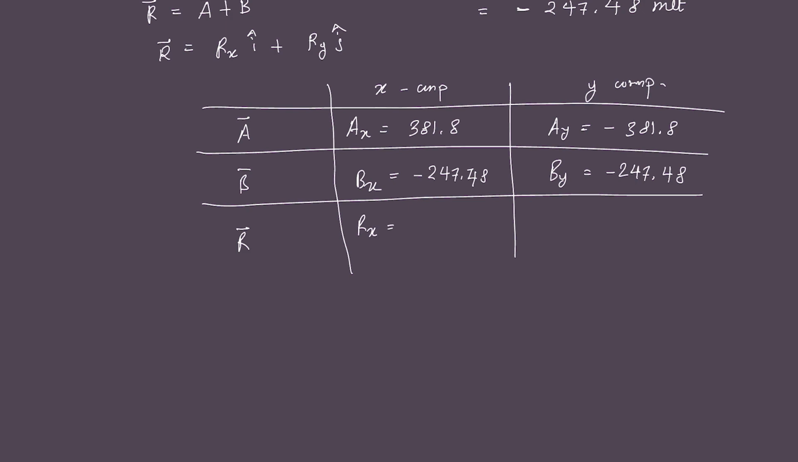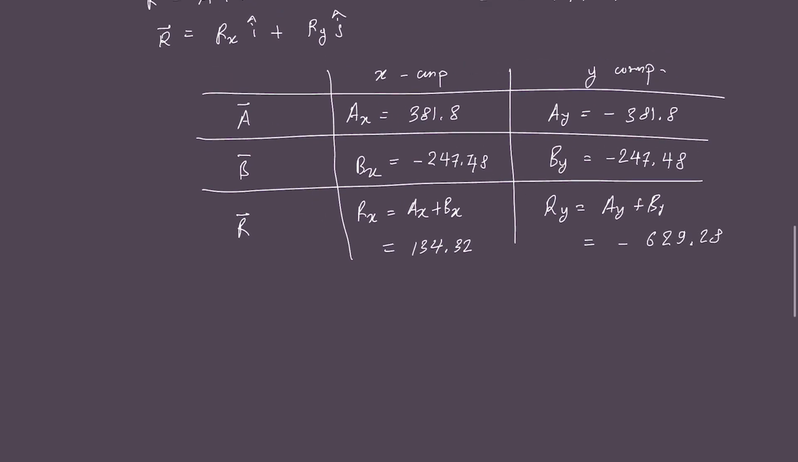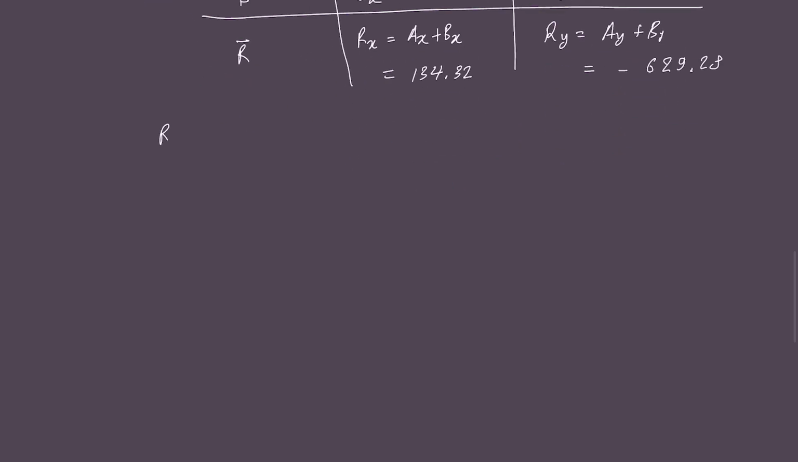Now the x component of r, Rx, will be equal to ax plus bx. So if you add those two numbers, you'll end up with 134.32. And for ry, you add the y components, so you have ay plus by and you'll end up with minus 629.28. So at this point you know the vector. If I want to write down this vector, I can say that this is going to be Rx i cap, so it's going to be 134.32 i cap plus Ry j cap, minus 629.28 j cap.